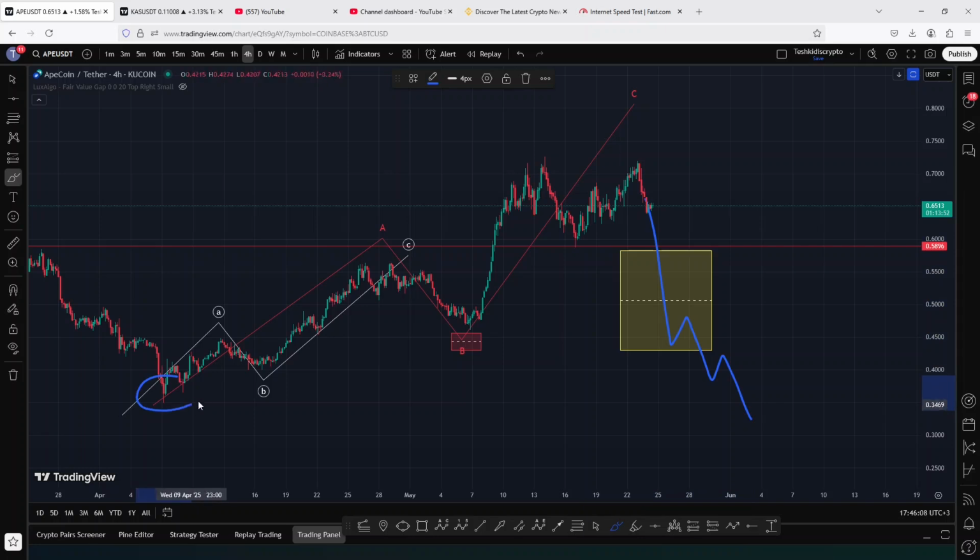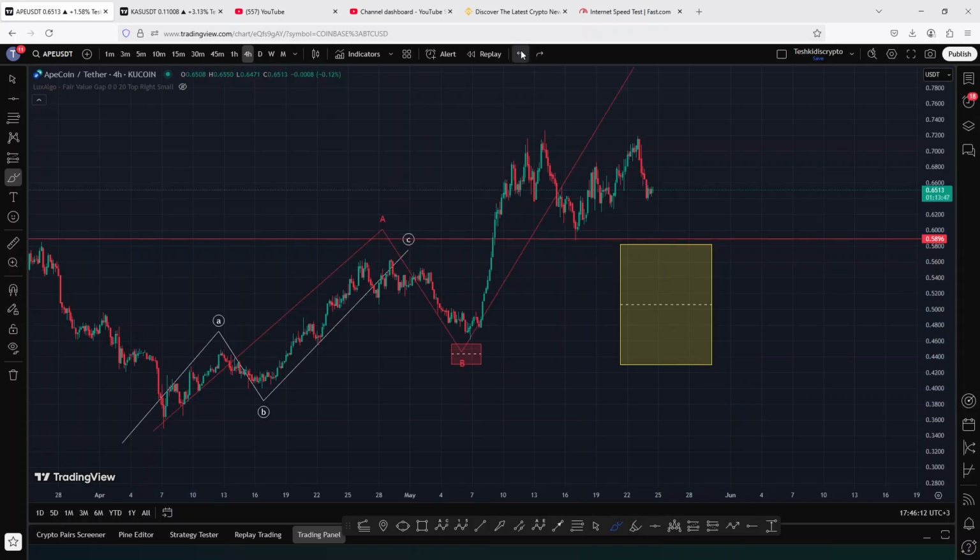the next coming days. So that is all that I'm expecting on the Apecoin chart on the short term, and let us be patient and see how that plays out, and I will ensure you stay up to date.